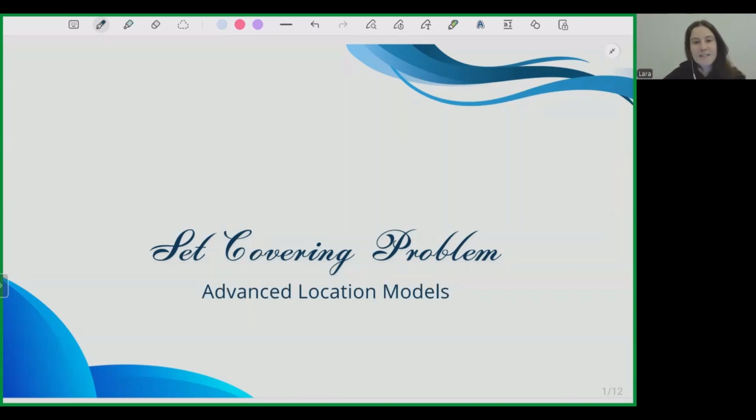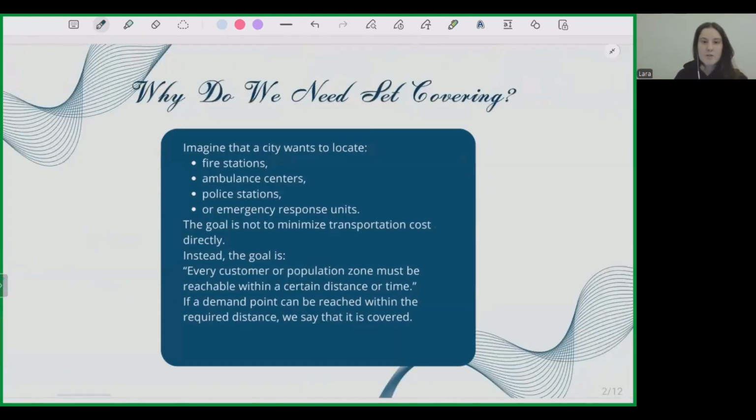I am Lara, and in this video we are going to talk about the set covering problem, specifically the maximum covering location problem. Let's get started. Okay, so why do we need set covering?